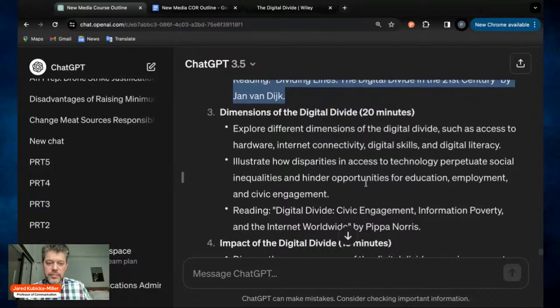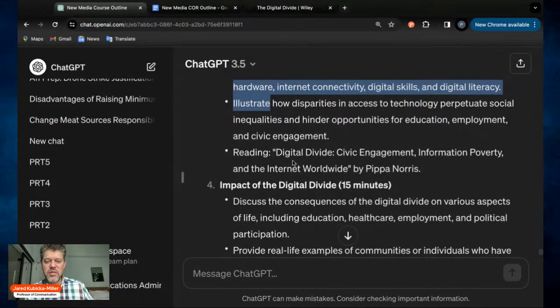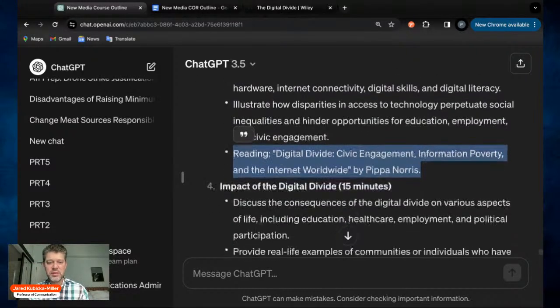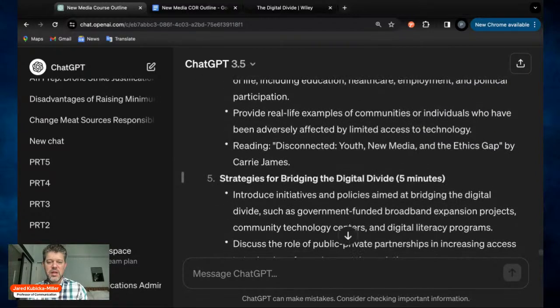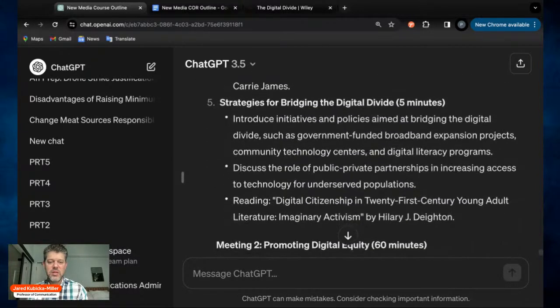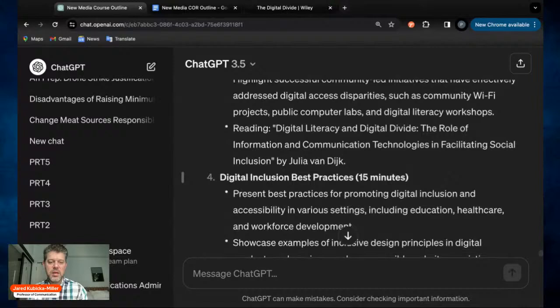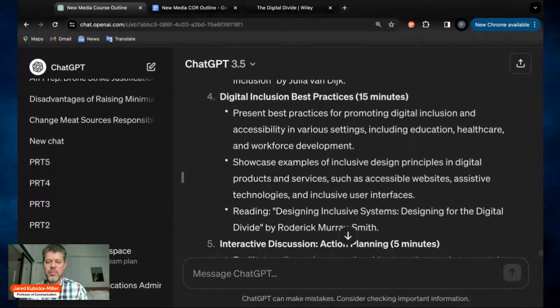Okay, so illustrate how disparities, but it's not giving me hardware, internet connectivity. It's still giving me general stuff, and then it just adds a sort of reading element to it. But it's helpful. It is very helpful, and I think I'm going to use this one. Impact, who have been adversely affected. Okay, strategies for bridging, community engagement and collaboration. Wait, Jan van Dijk and then Julie van Dijk. Okay. I'm skeptical of that one.